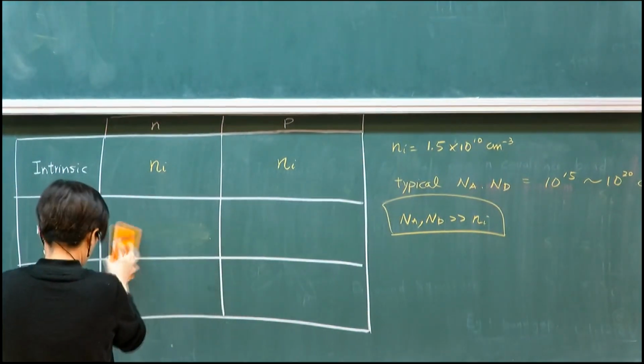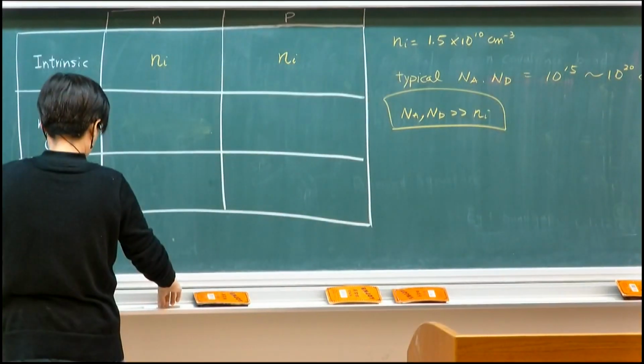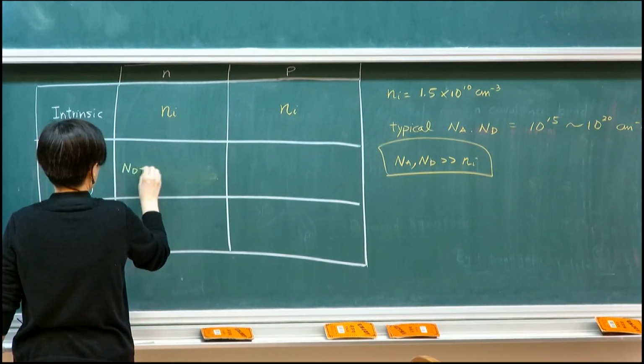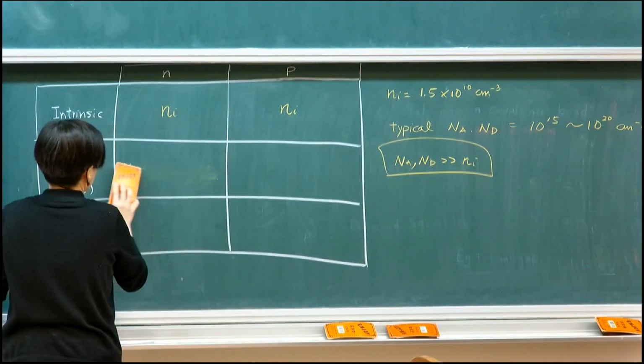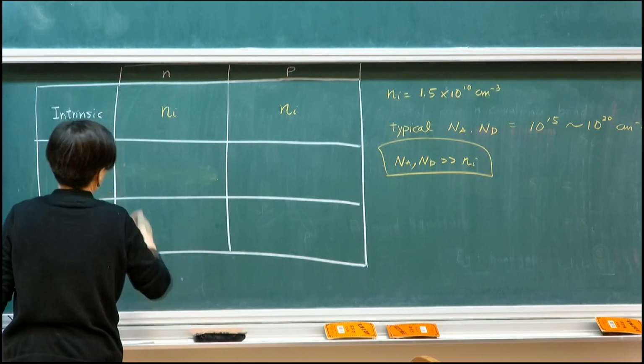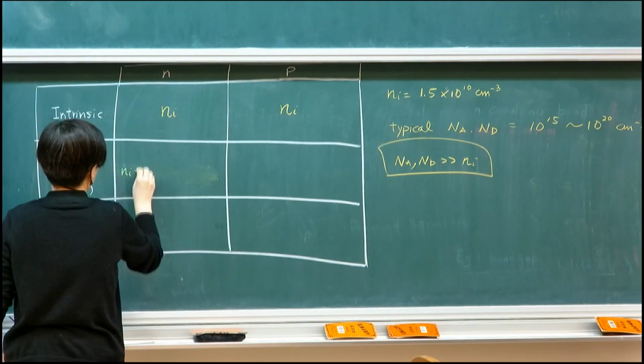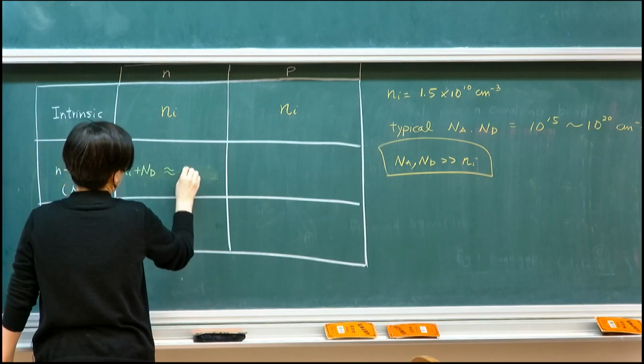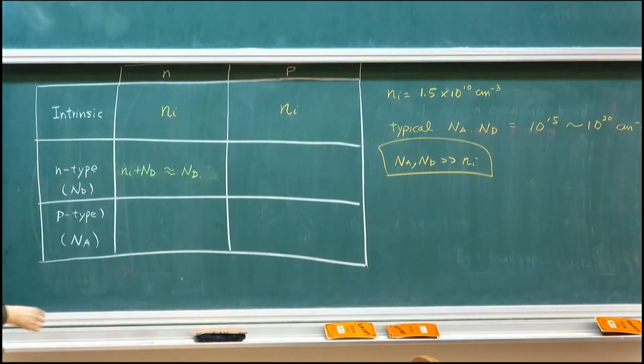Let me rewrite it. So this will be Nd plus, I should say. Let me rewrite this. This will be Ni, which is very, very low, but I introduce a large amount of donor, so then it would be close to Nd itself. Okay?